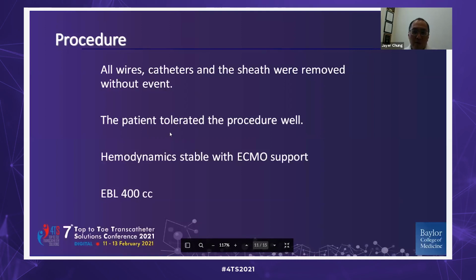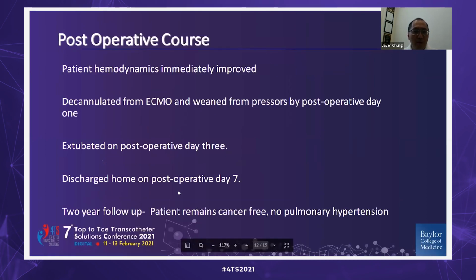The patient tolerated the procedure very well, and the patient immediately improved in their hemodynamics. They were able to wean the vasopressor support as well as the ECMO support. ECMO was removed on postoperative day 1. Our procedure itself had only an EBL of 400 cc's. After the decannulation from the ECMO on postoperative day 1, the patient was extubated on postoperative day 3 and discharged home on postoperative day 7. Today is actually 2 years of follow-up, and the patient continues to remain cancer-free without any evidence of pulmonary hypertension.